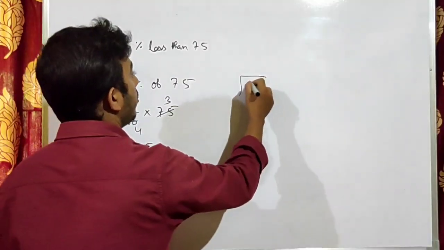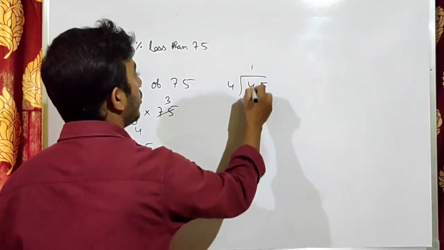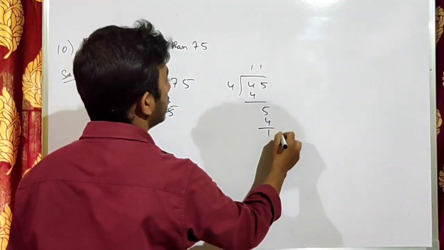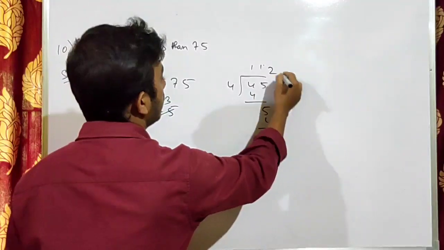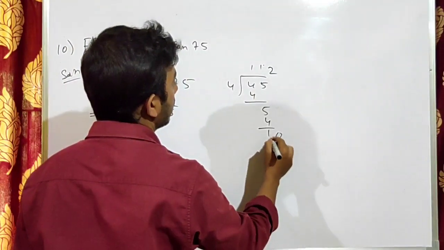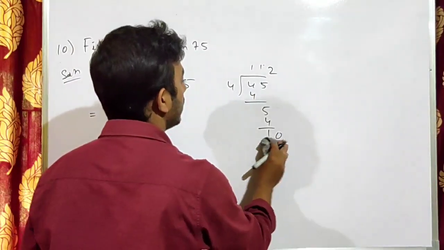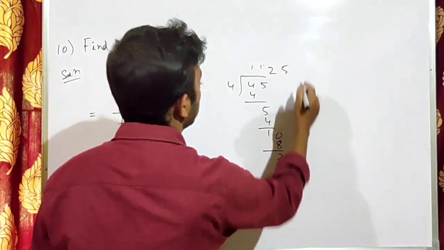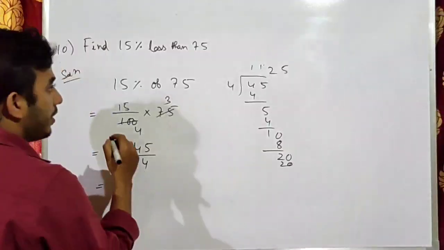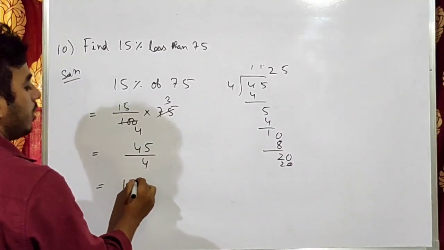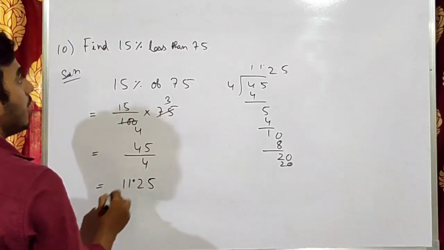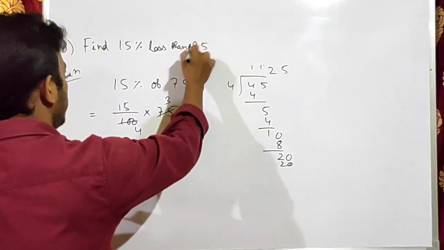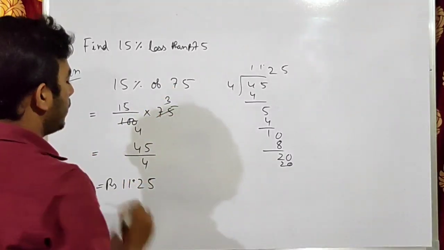So 45 divided by 4 will be how much? 4 into 1 is 4, then 5. Then again 4 into 2 is 8, then 20. 4 into 5 is 20. So our result will be 11.25. And the question was find 15% less than rupees 75. So 15% of 75 is rupees 11.25.